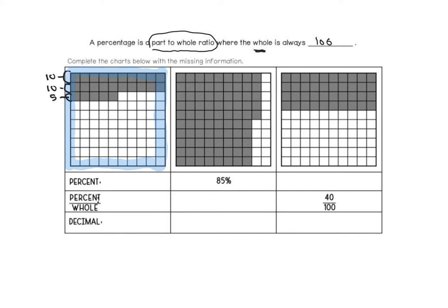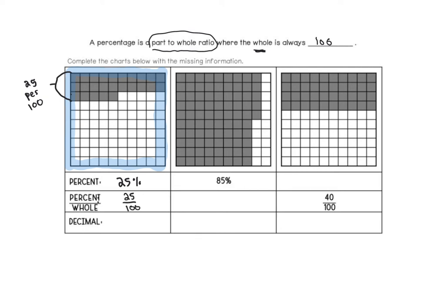In this first square, you can see that we have a row of 10, another row of 10, and then 5 more squares that are shaded. So in total, this represents 25 out of our 100 squares. I could say 25 per 100, which means that it is 25%. That's the percent symbol. Our fraction for this would be 25 pieces out of 100.